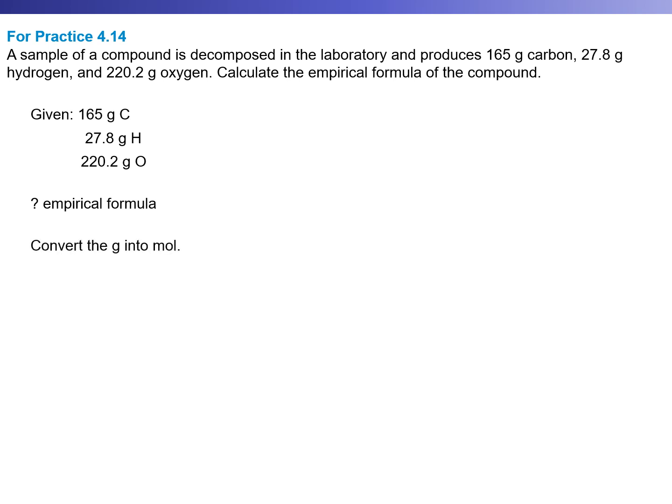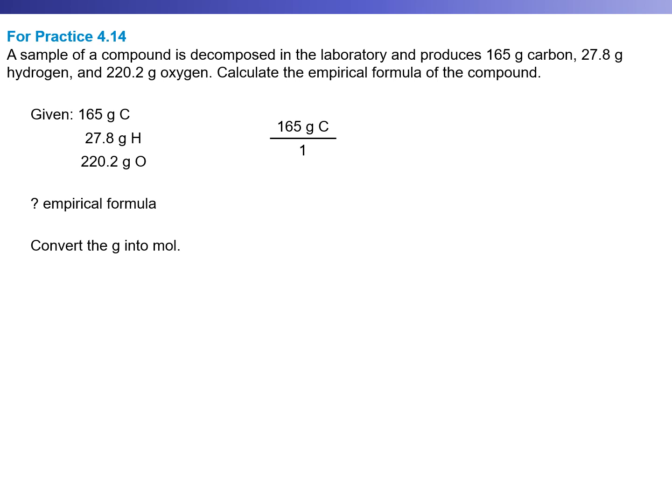So we're going to convert the grams into moles. We're going to use the molar mass to do that. So we're going to take 165 grams of carbon and multiply it by the molar mass of carbon. Now we know that the molar mass is given to us in grams over moles, but we're going to invert that because we want to get rid of the grams and move into the moles. And remember, the units you see go on top.